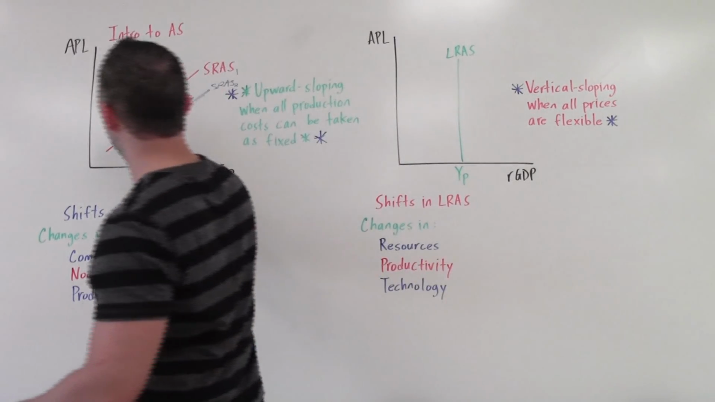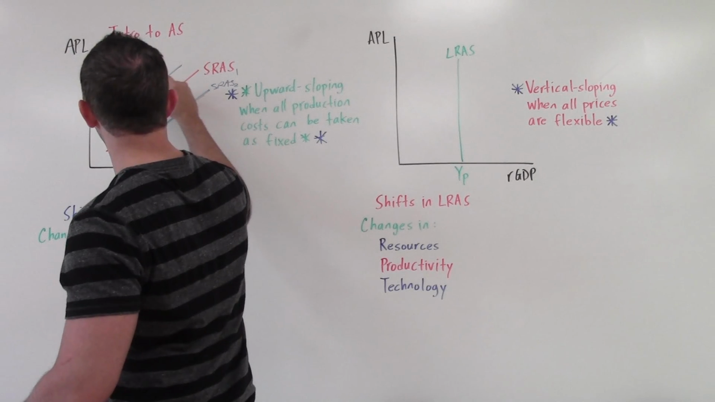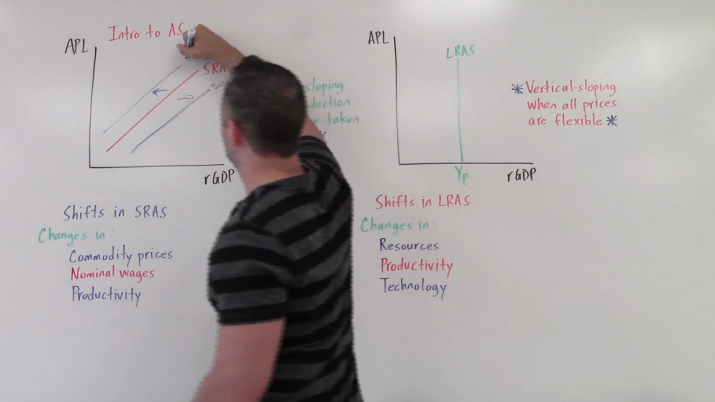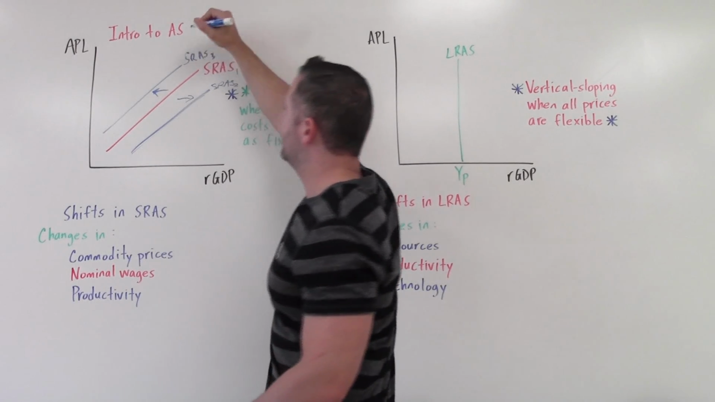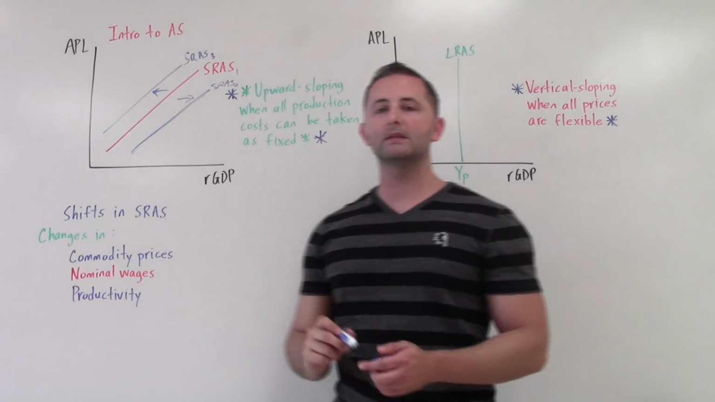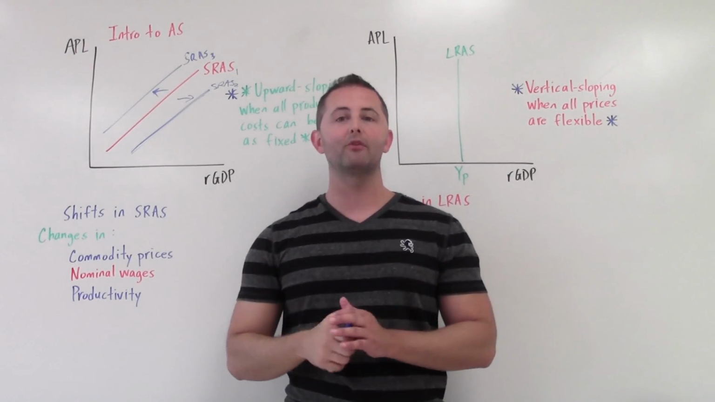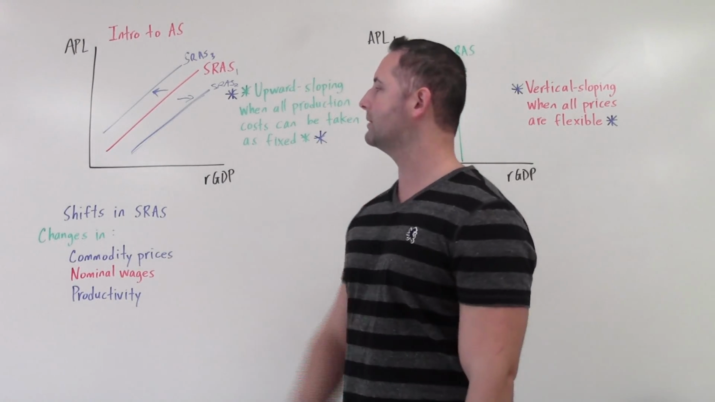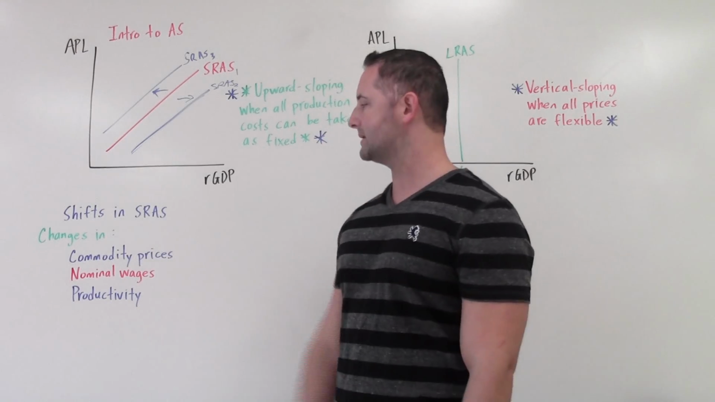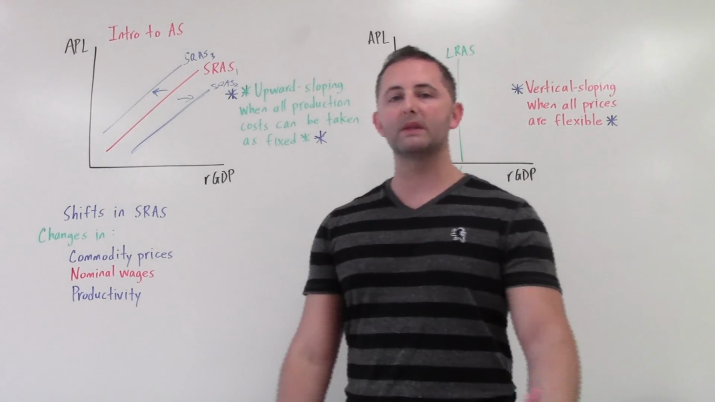On the other hand, if oil prices were to go up, it becomes more expensive now for us to produce our thing. So short-run aggregate supply is going to shift to the left because everything is going to be less profitable with those higher input or commodity prices. So commodity prices. Nominal wages work the same way.